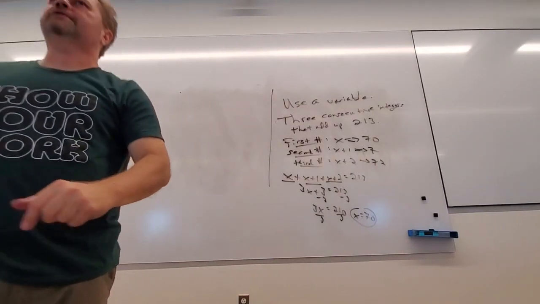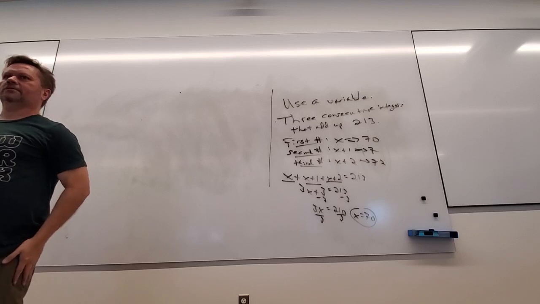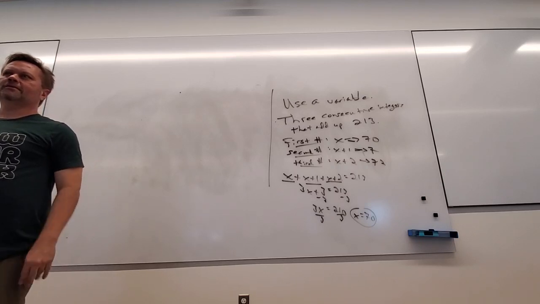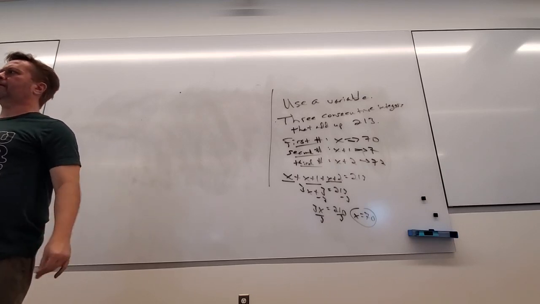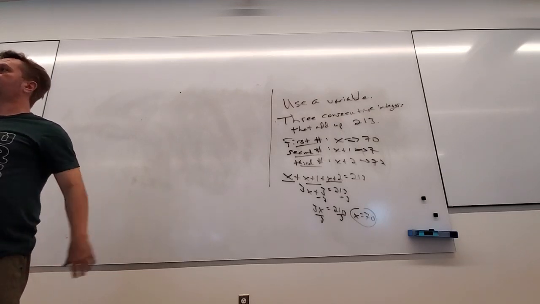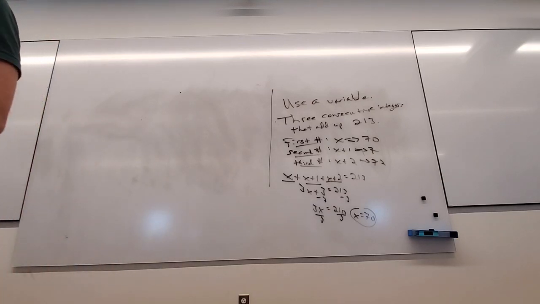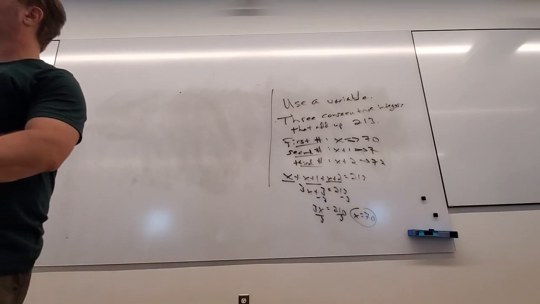How do I write every even number? What is the property of every even number? Every even number, what can you do with any even number? Any even number, what do they all have in common? Divide by 2. You can divide by 2, correct? You with me?